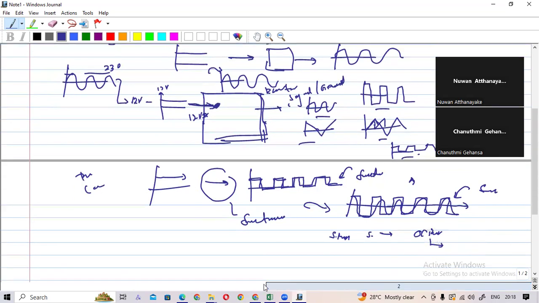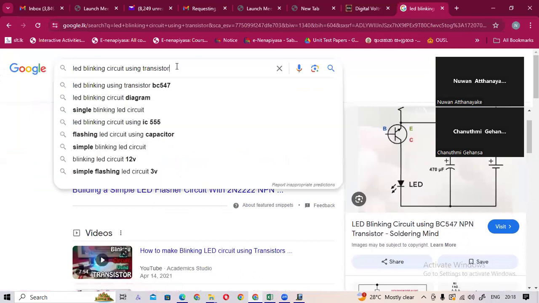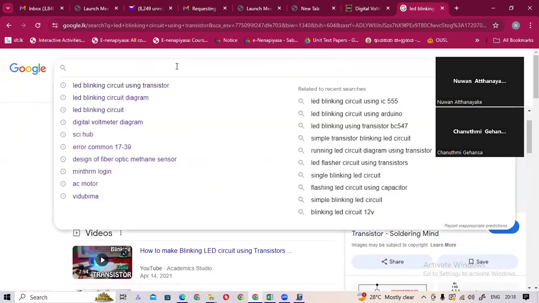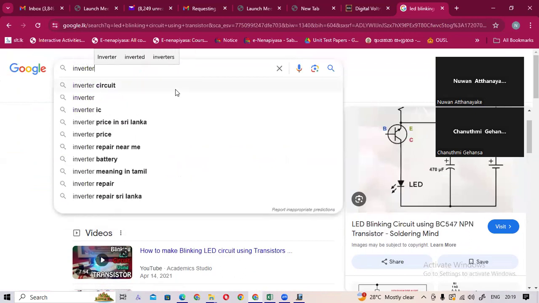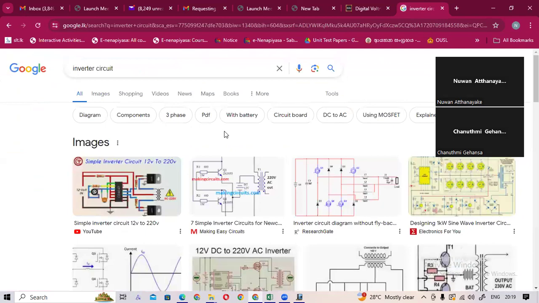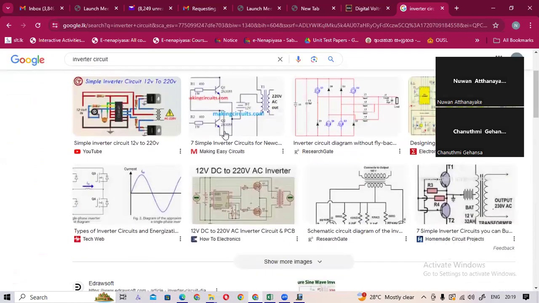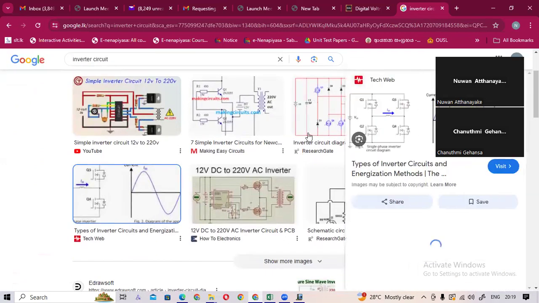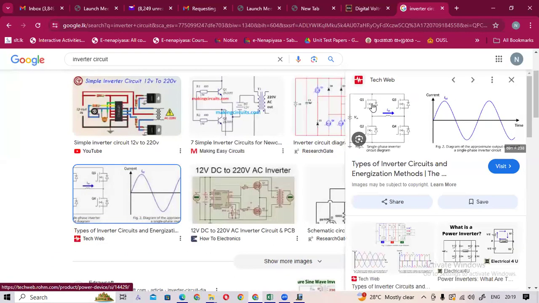Actually, this one is a simple inverter. That is also a function generator. I told you, this is the basic inverter. There should be four transistors and four diodes.